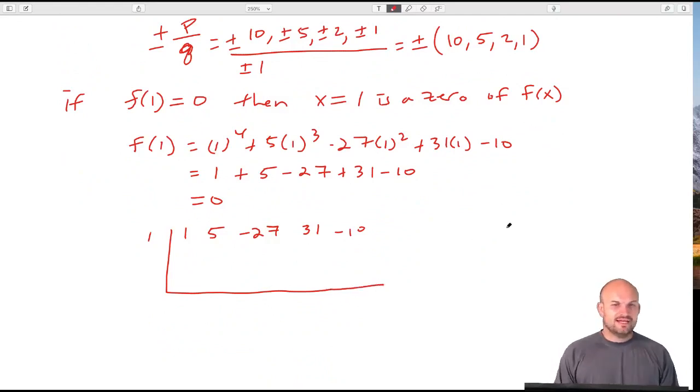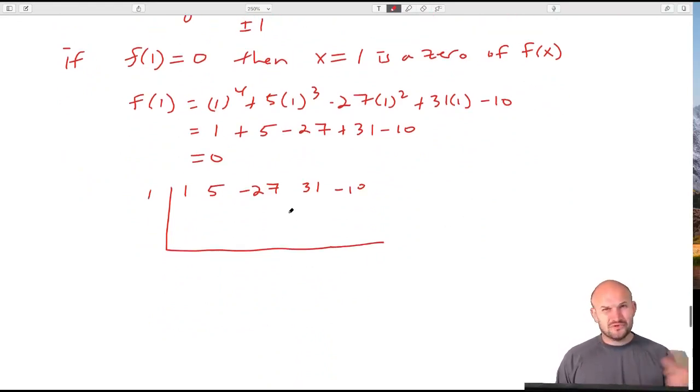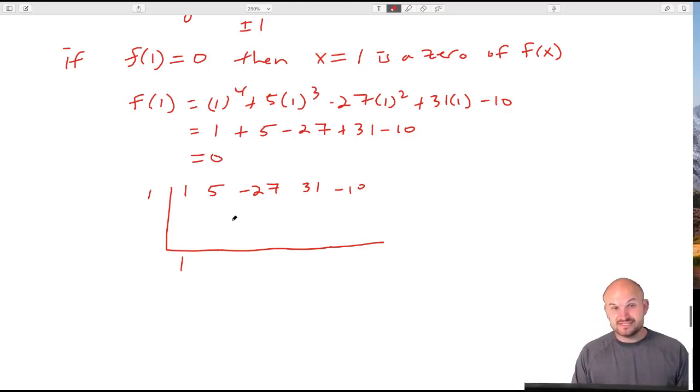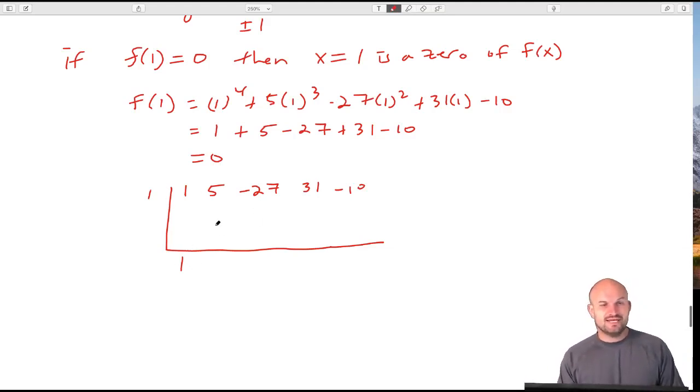All right, and then you could do long division as well, but who wants to do long division for this problem? Because when you have just an integer, it's much easier to do synthetic division. So you bring down the 1. Also, when we do synthetic division, this is going to confirm that this is a 0. So 1 times 1 is 1. So 5 plus 1 is 6.